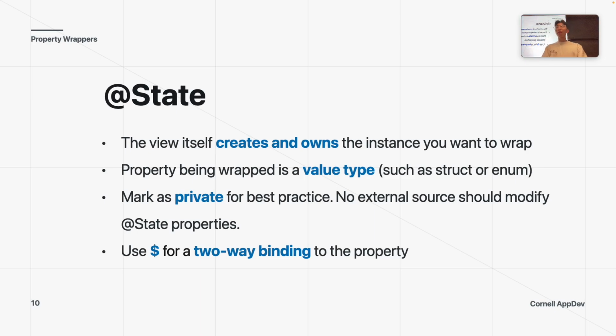And then remember, the type that you want to wrap with this @State property wrapper must be a value type. So if it's a struct, if it's an integer, if it's a string, those are value types. Then you want to use @State. And we typically mark them as private for best practice because nothing else should be modifying the property that we own. And then you want to do a read and a write. You create a two-way binding by using this $ sign.